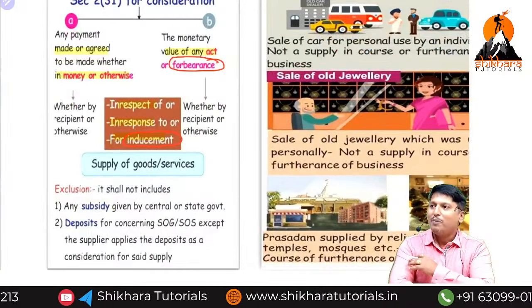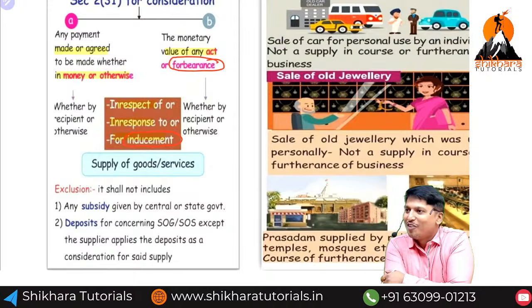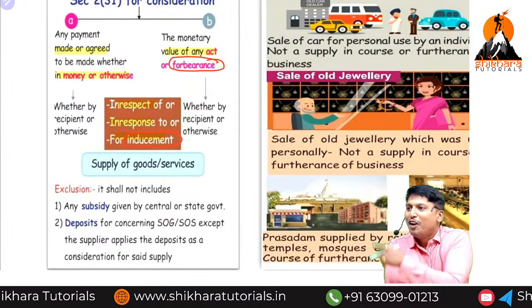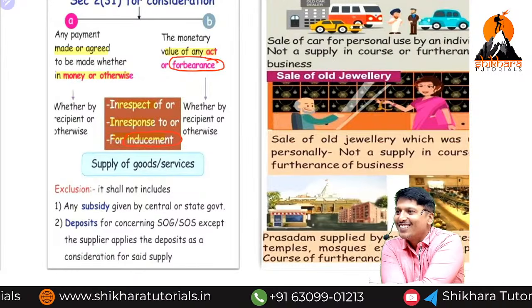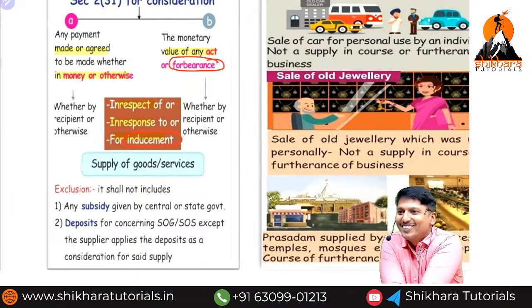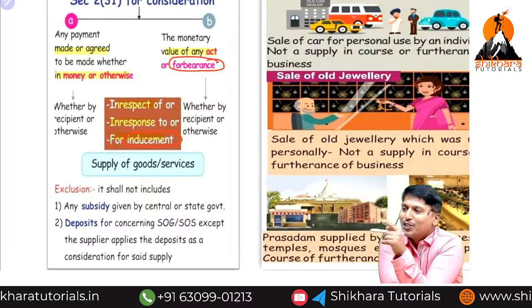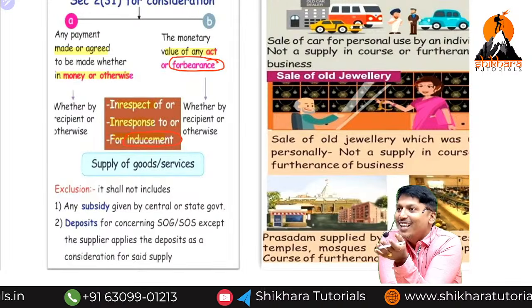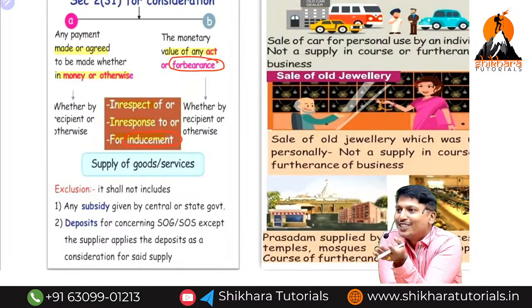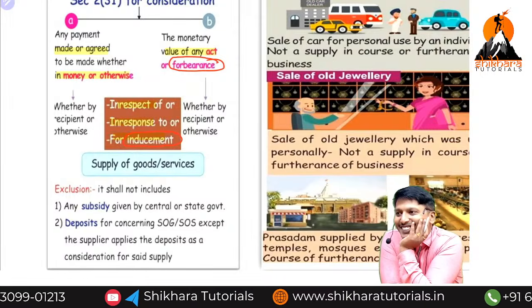Earlier, many persons were not paying the taxes. Now the definition got changed. Forbearance is also a consideration. Why did you give interior decoration freely? To make them silent. That is the consideration you paid. Why did you give food and other things to the driver and conductor freely? Because they are influencing the fellow passengers to consume food over there. Forbearance means making others silent.